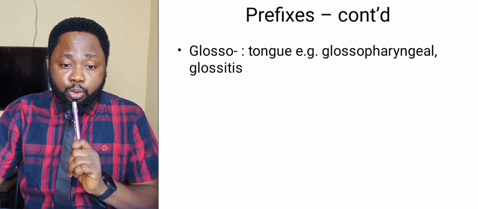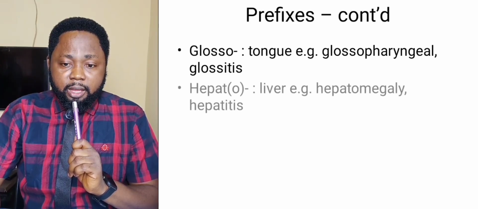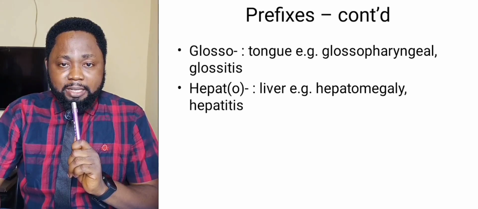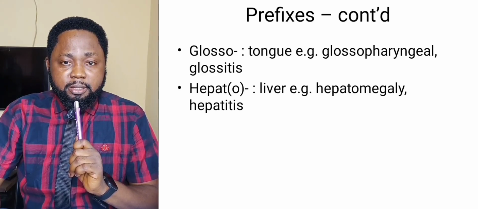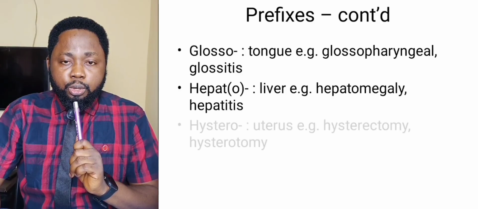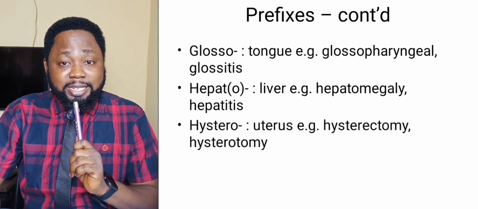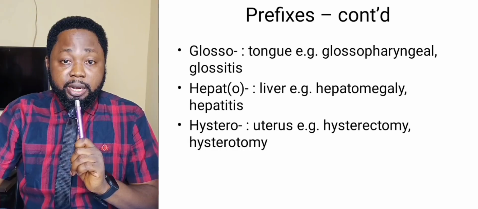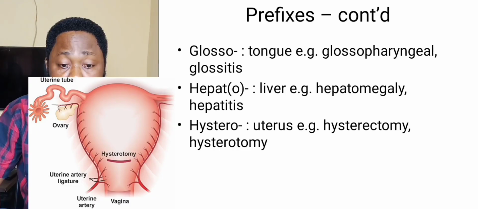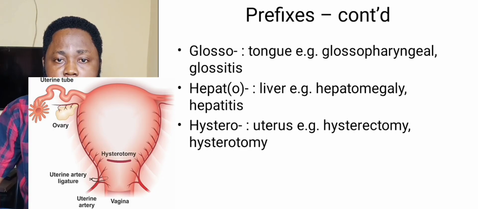Hepa or hepato refers to liver. Examples include hepatomegaly, which is enlargement of the liver. Hepatitis means inflammation of the liver. Hystero refers to the uterus. Examples include hysterectomy, which is removal of the uterus. Hysterotomy means to make an incision into the uterus.